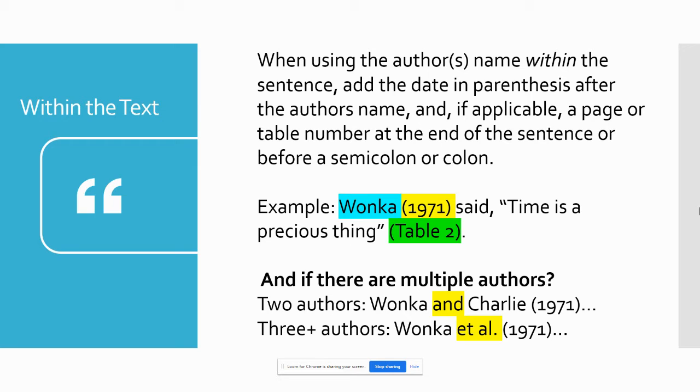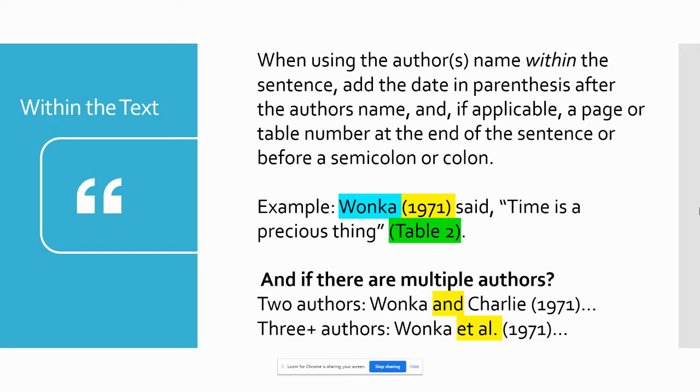To correctly cite the page number, use a single lowercase p with a period and one space followed by the page number or numbers. If you are citing a table, use a table number instead by spelling out the word table, followed by one space and the table number.